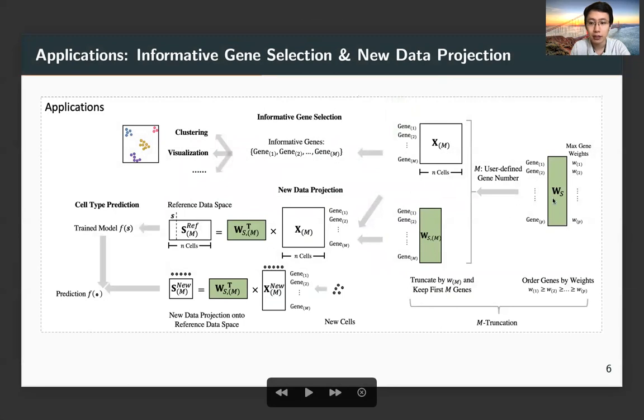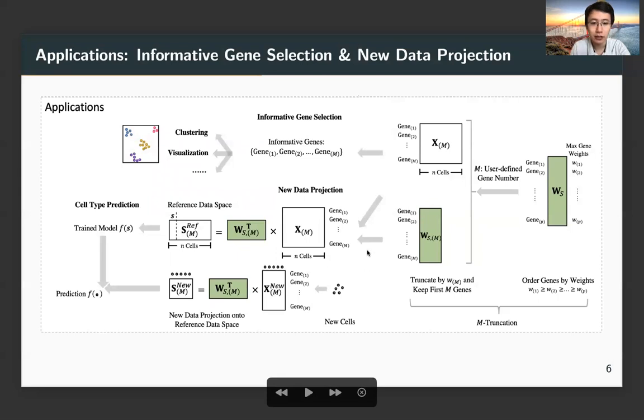After we get this selected base weight matrix, we can use it for informative gene selection. So this is very intuitive. We only need to select those genes with the largest weights in the weight matrix.